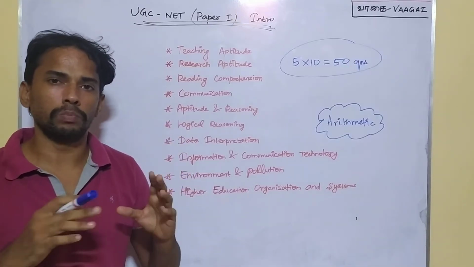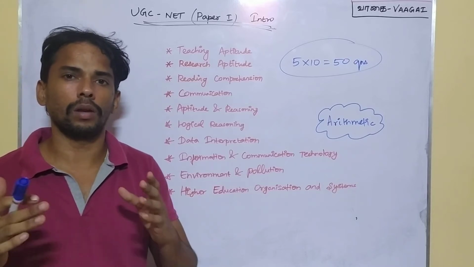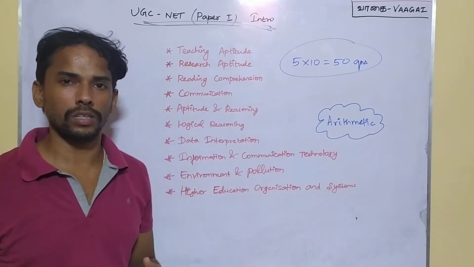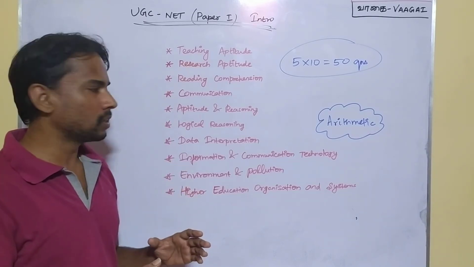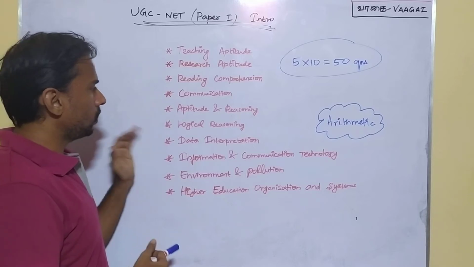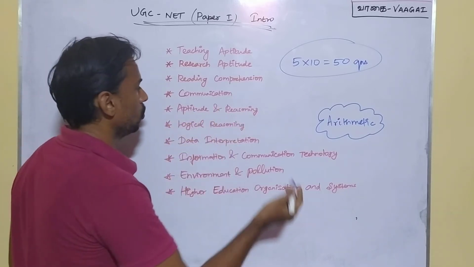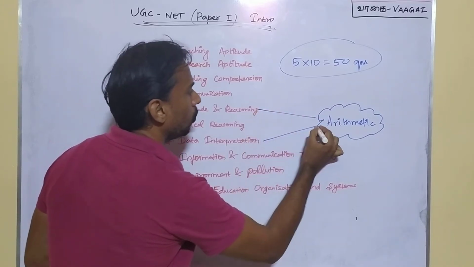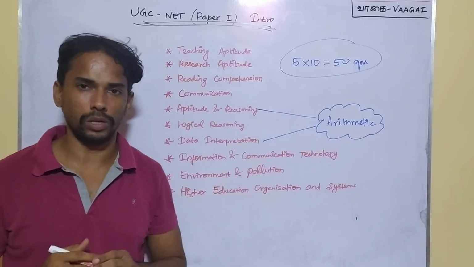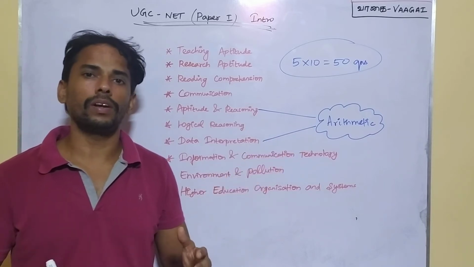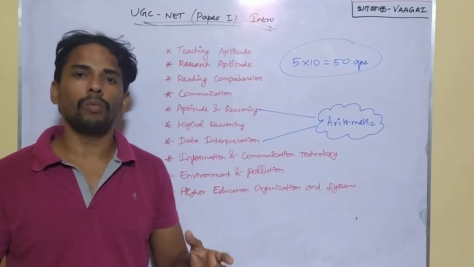Being arts students, the math sections are what is going to bother the students a lot, because they are much worried about them. In this list, the maths topics are these 2: aptitude and reasoning, and data interpretation. These 2 topics are oriented toward mathematics and arithmetic calculations. Definitely mathematics would disturb the students, but do not worry about it.